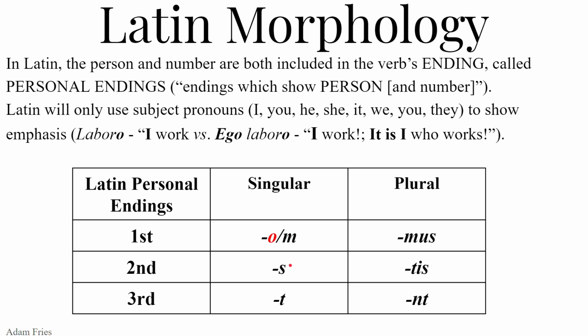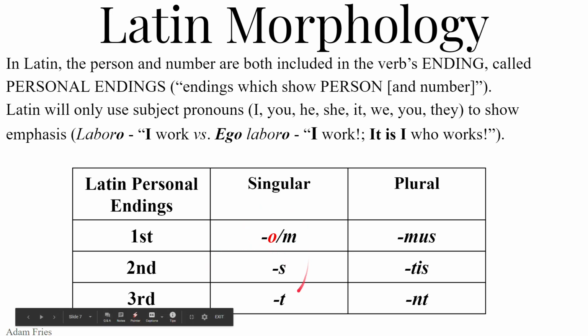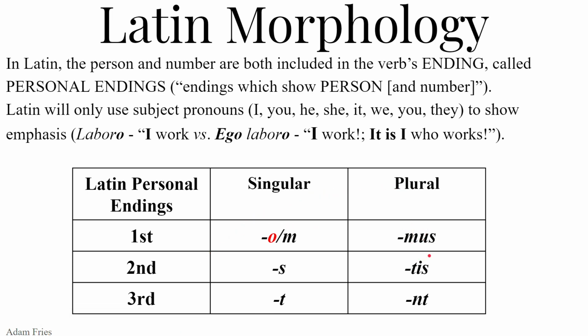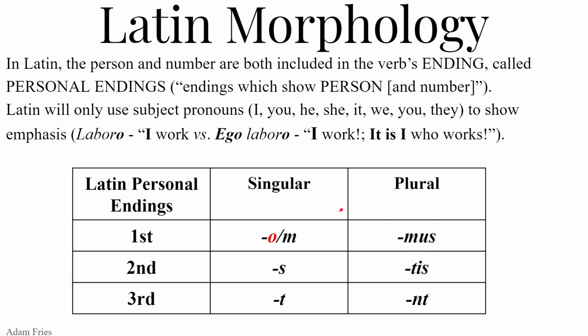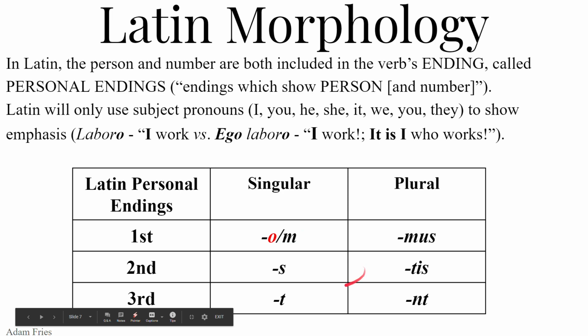If the verb ends in S, second person singular S, that means you or thou are doing the action. Third person singular ends in T, that means he, she, or it doing the action. First person plural, mus, that means we are doing the action. Second person plural, tis, ye, y'all. Second person plural, more than one you are doing the action. And then third person plural, nt, they are doing the action. So really, check out the endings. O, s, t, mus, tis, nt. I, you, he, she, it, we, ye, they.